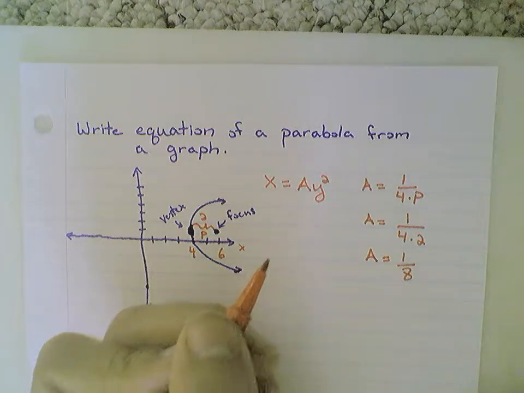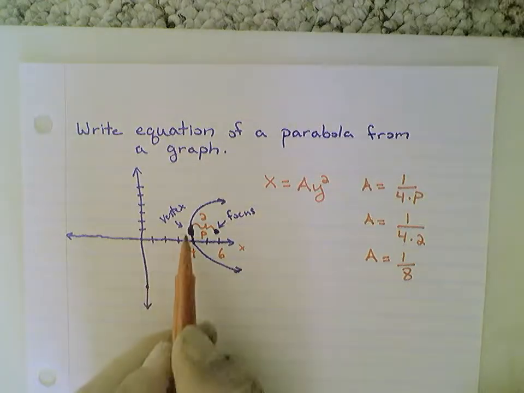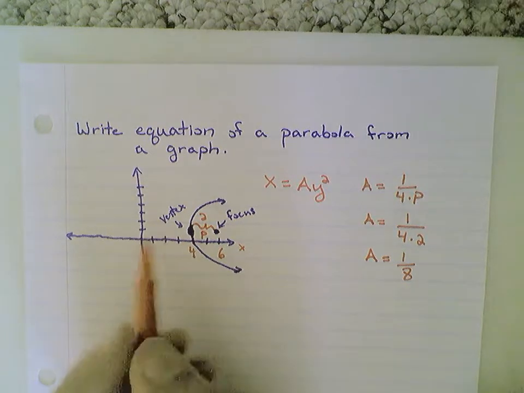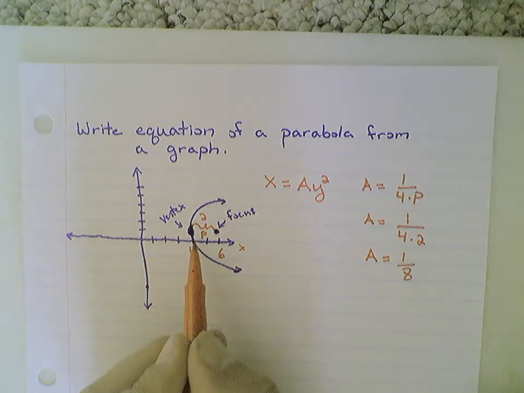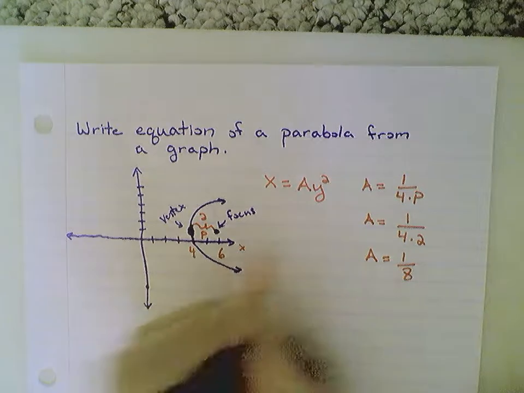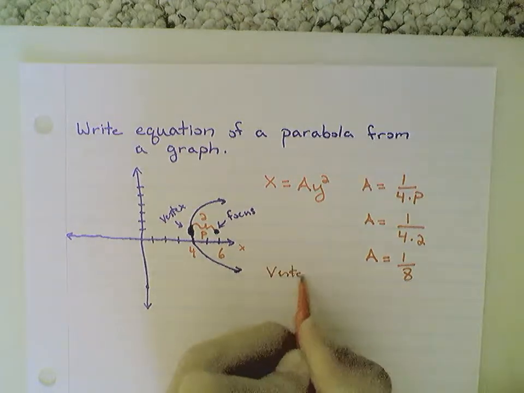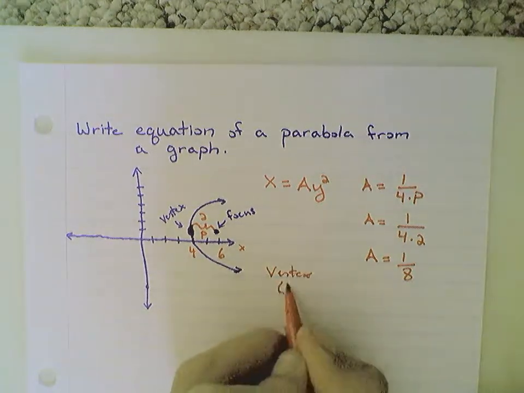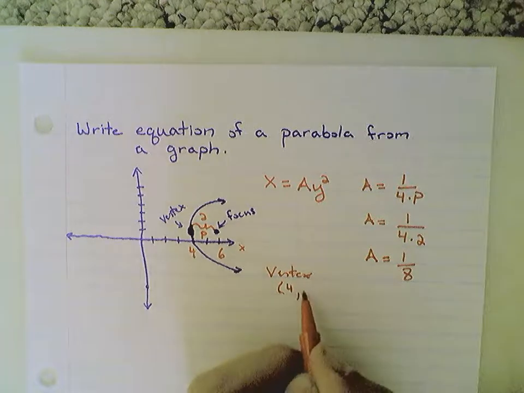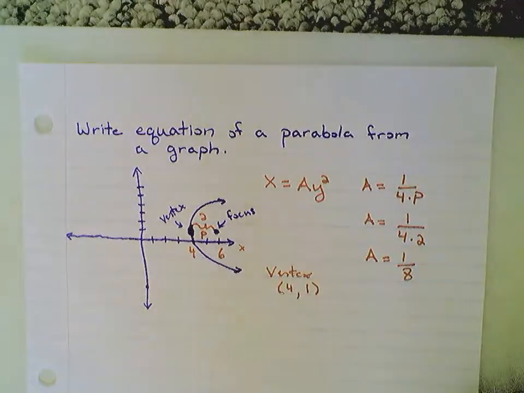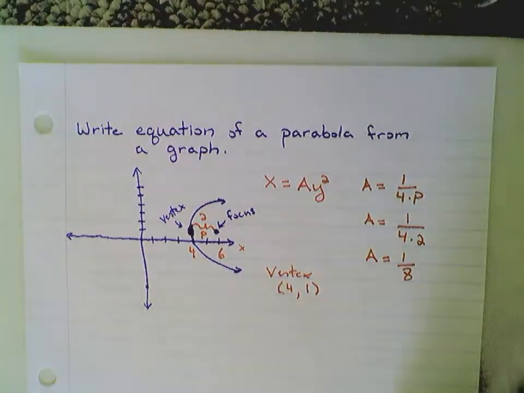Okay? The next thing to notice is where the vertex itself is at. So the vertex right now, like I said, is over 4 and it's up 1. So my vertex is at 4, comma 1. And then I just need to go ahead and plug these values in.